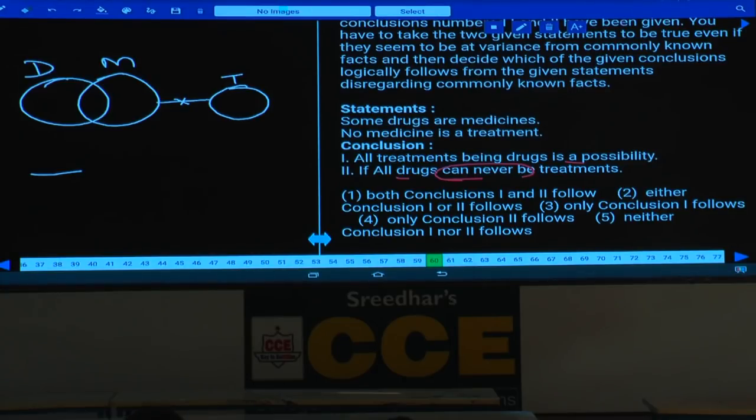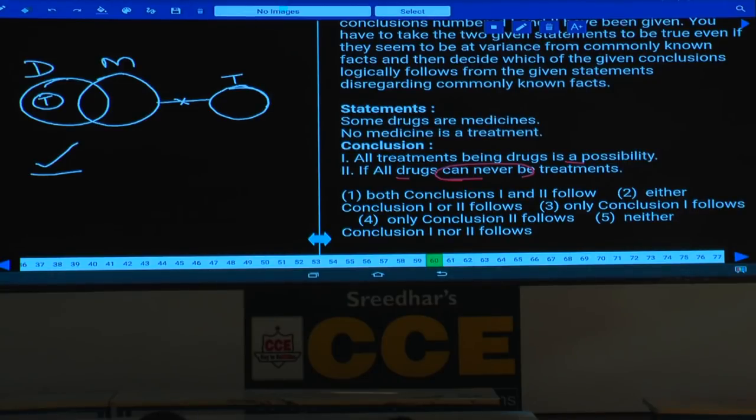How to represent this one? First let us check out the first one here. All treatments being drugs is a possibility. Now these are the treatments and these are drugs. Tell me whether I can draw my treatment like this or not. Now this treatment should not be intersected with medicine, but it can be intersected with a drug. Hence I have proven a case wherein all the treatments being drugs is possible.